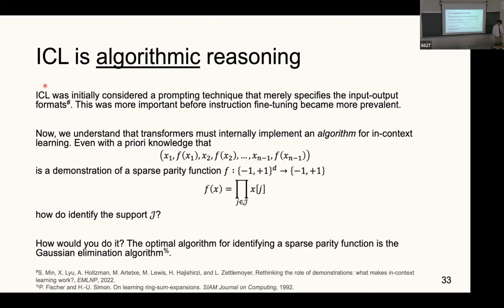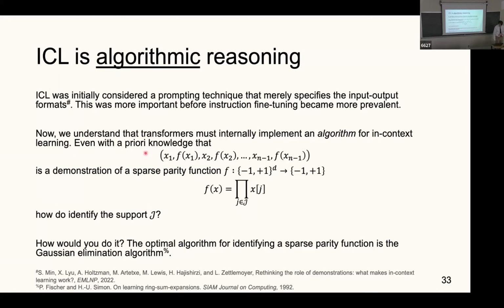But nowadays, people's perspective has changed. So now we understand through a lot of these controlled experiments that the transformer, the language model, must be internally implementing an algorithm to be able to perform in-context learning.